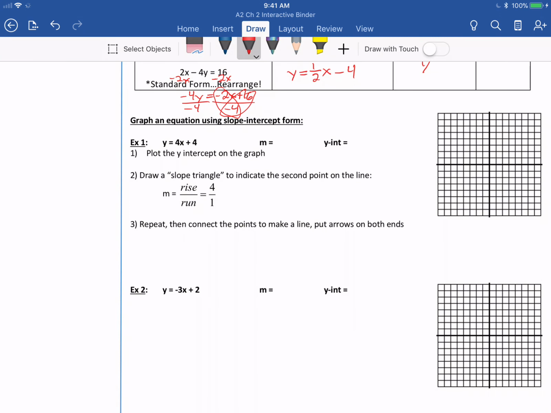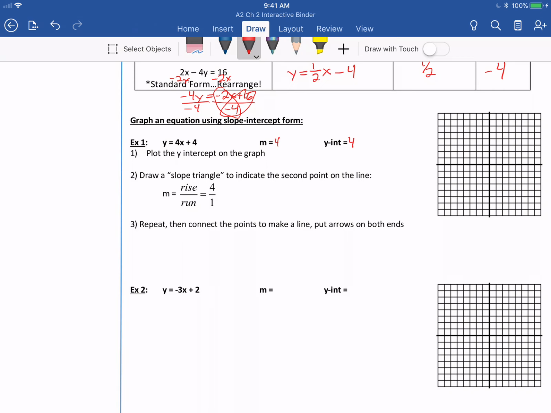And here, this one isn't too bad. It kind of walks you through step by step here for example number 1. But you really just have to find my y-intercept. Like I said, start from there and then walk your slope. All right, so here my slope, my m is 4, and then my y-intercept is also 4.